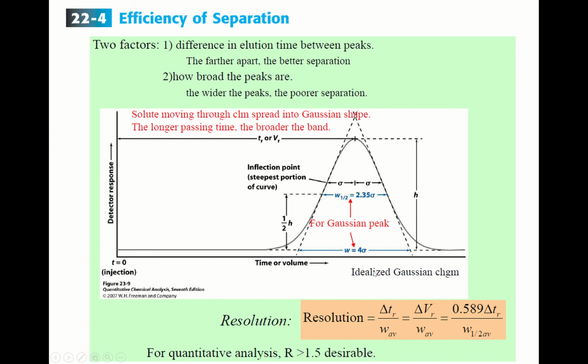Okay, this is the idealized Gaussian chromatogram. The height is h, and the width is here. Keep this figure in your head. Let's develop the theory for the efficiency of separation. The resolution is defined by this equation.